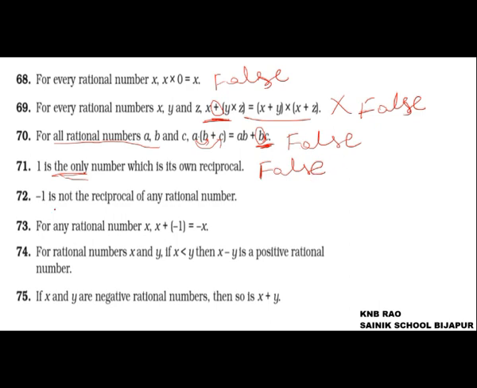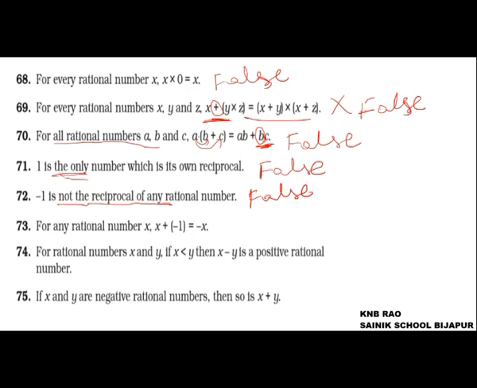72nd question. Minus 1 is not the reciprocal of any rational number. It is also false. Minus 1 is the reciprocal of minus 1 itself. So it is acting as the reciprocal of one of the rational numbers, so it cannot be called not the reciprocal of any. So it's wrong. It's false again.